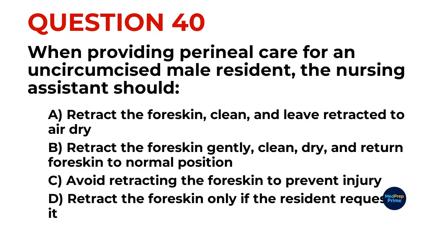When providing perineal care for an uncircumcised male resident, the nursing assistant should: Option A, retract the foreskin, clean and leave retracted to air dry. Option B, retract the foreskin gently, clean, dry, and return foreskin to normal position. Option C, avoid retracting the foreskin to prevent injury. Option D, retract the foreskin only if the resident requests it.